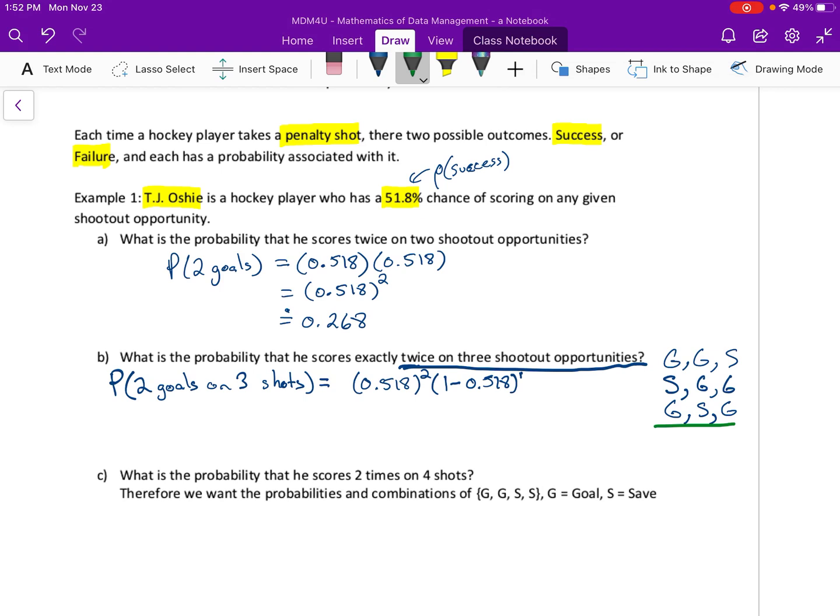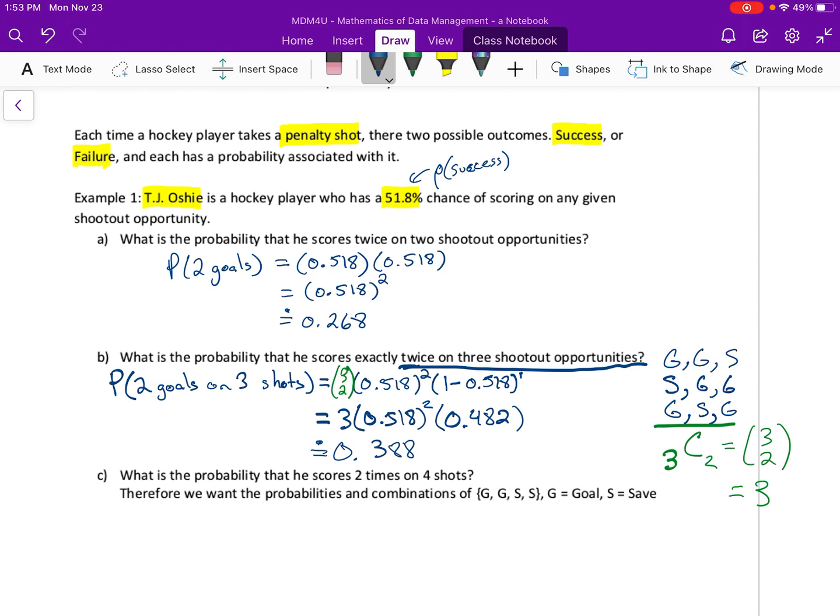You can write this using combinations, like 3 choose 2, which gives the number of different arrangements when you have 3 items and you're only picking 2. So I get this number of 3, and that's what I'm going to put in here. If I work this out, this becomes 3, I'll leave this one as that squared, and then my probability of not scoring, or of failure, goes there. And so I get a value overall of 0.388.